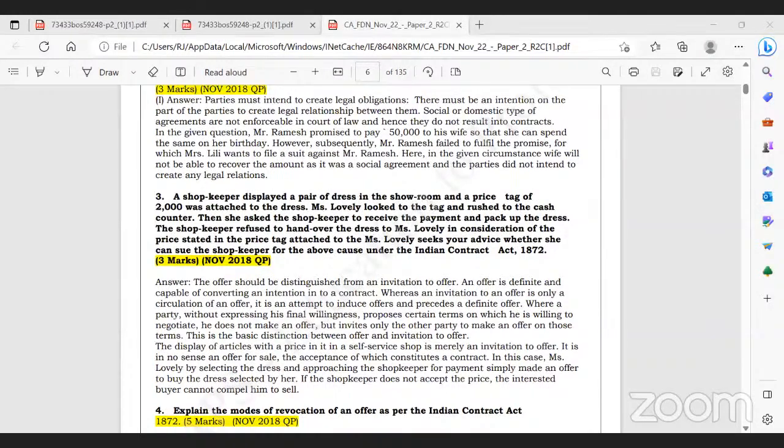When is the offer made? When Miss Lovely gave it to the shopkeeper, it's an offer. Now it's up to the shopkeeper to accept the offer or not. Display of goods with a price tag is only a statement of a price or it's an invitation to offer. What is it?